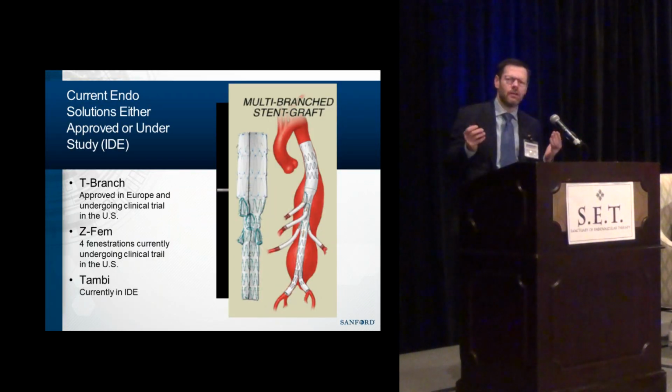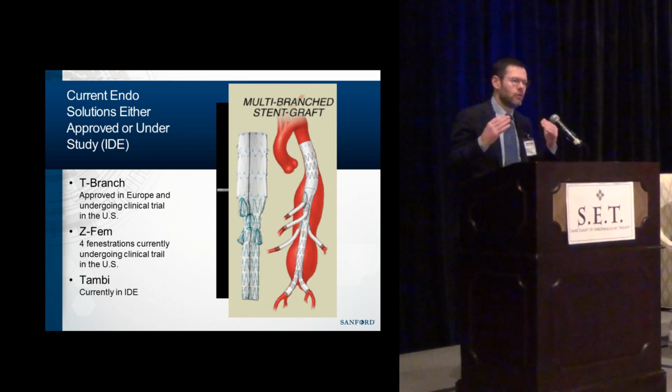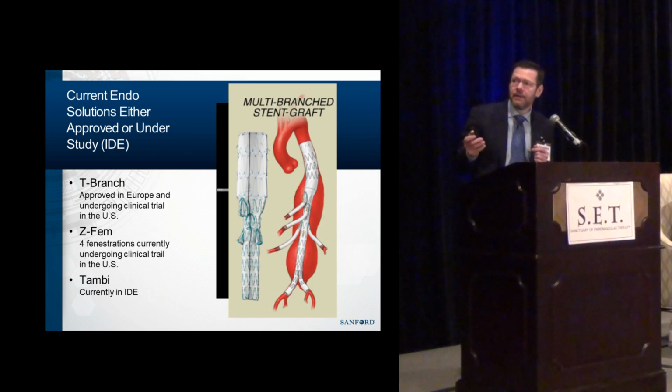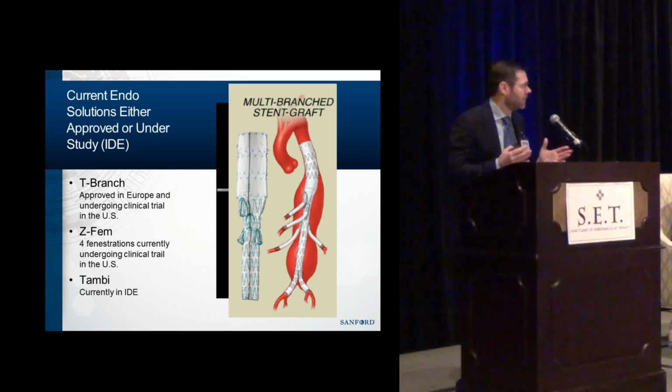I don't know. If you look at the current designs, which I think are based on the same methodology, we have T-branch, which tries to somewhat mimic people's anatomy. It's an integrated flow. It's being used around the world. It's approved, and I think it's a very good design. We've got ZFEM, which maybe is a little bit more challenging, but if you have a favorable anatomy, this is a very good approach. Good patency rates of the branches.